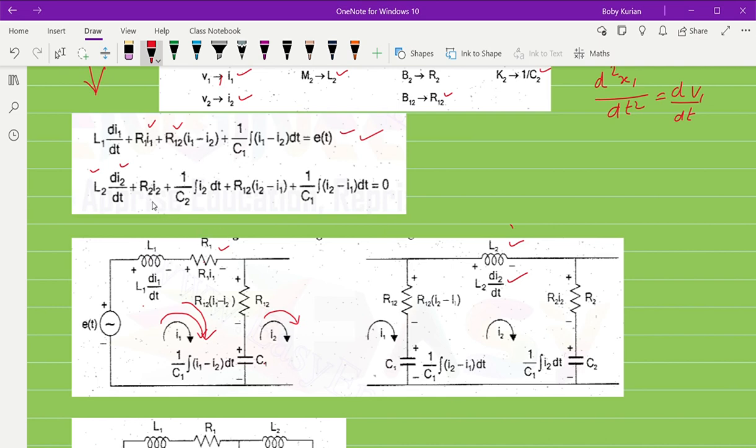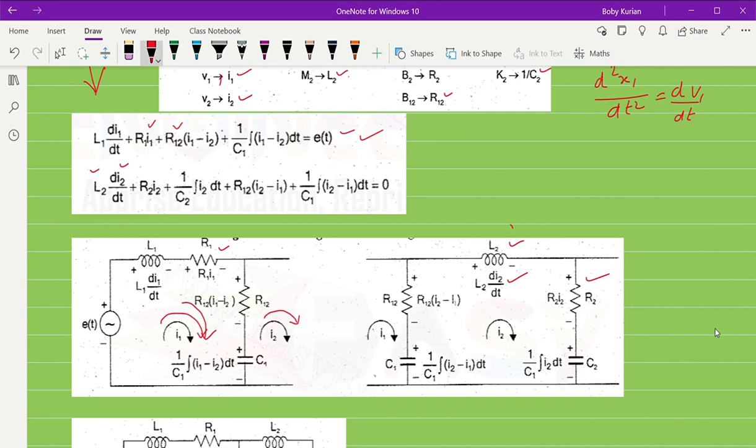Same way R2 into I2. So this is R2 into I2. The current flowing through R2 is I2, and the voltage across R2 will be equal to R2 times I2. Same as C2: look here, C2 into integral I2. So C2 is also an individual element, whereas R12 and C1 are also here: R12 I2 minus I1, 1 by C1 integral I2 minus I1.